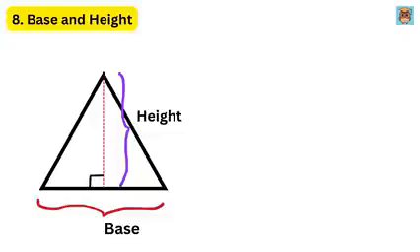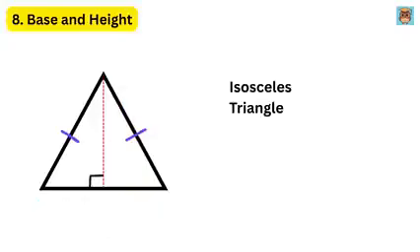Here's the fun part. For an isosceles triangle, if these two sides are of equal length, and if we choose this as the base of the triangle, the height will split this base in half.